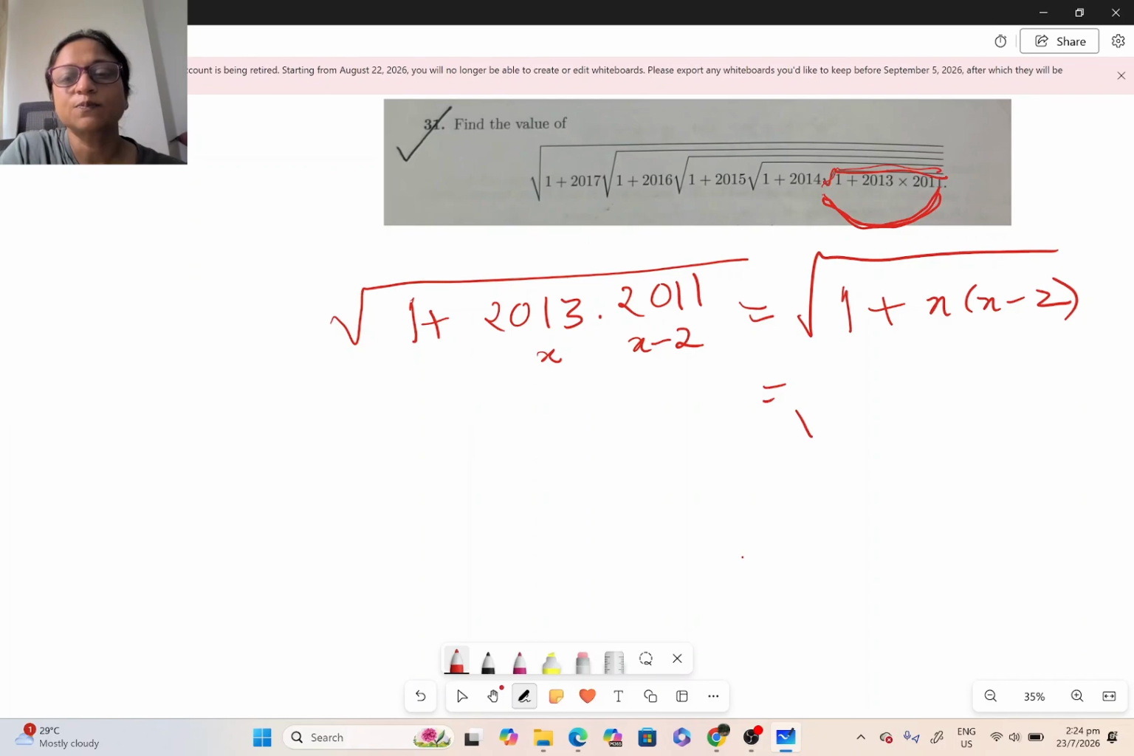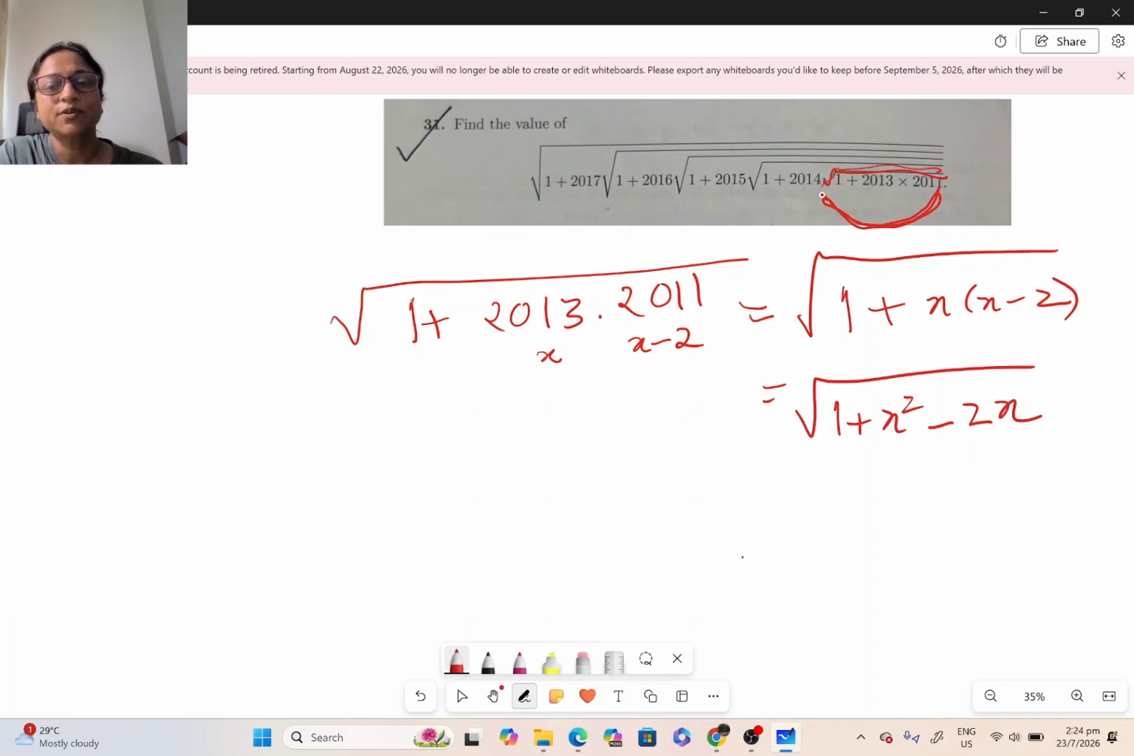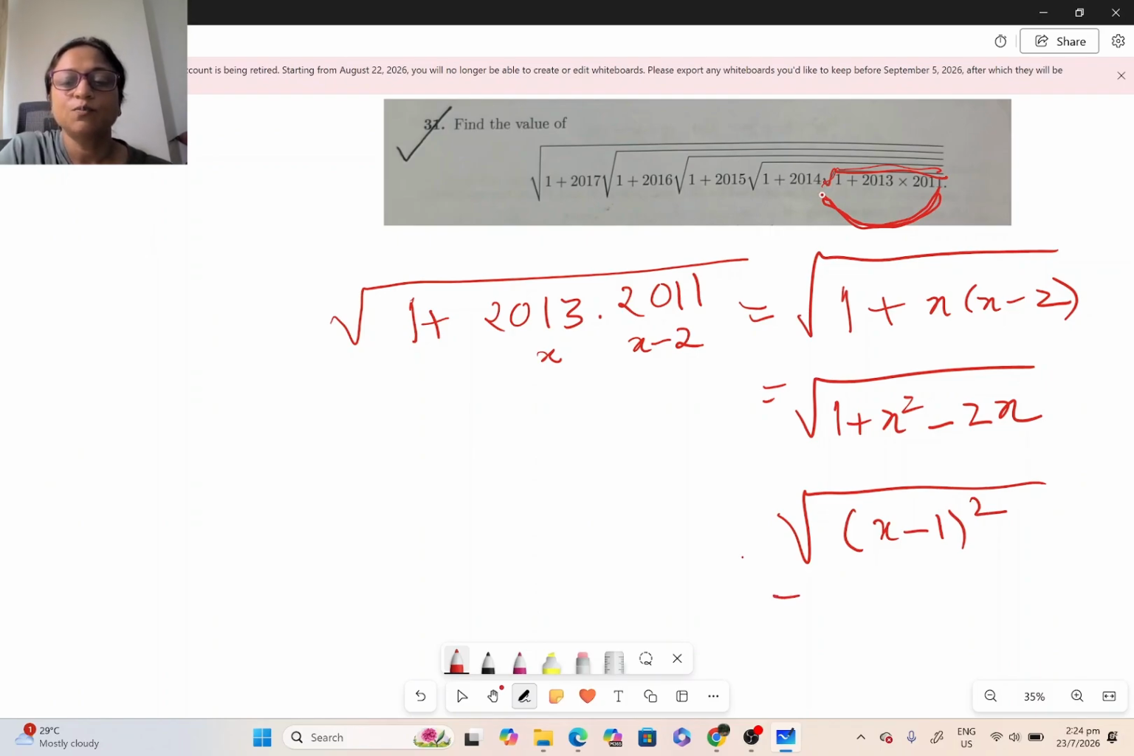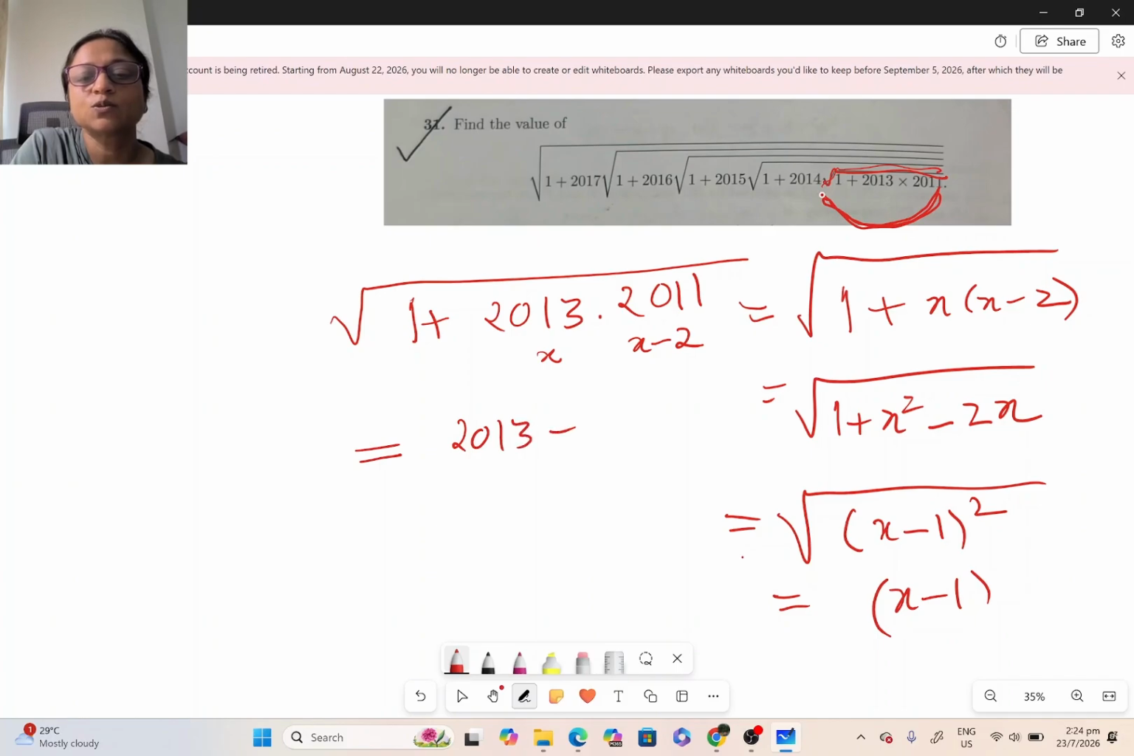Now if you expand it, it becomes 1 plus x square minus 2x, right? And this is x square plus 1 square minus 2x, a square plus b square minus 2ab. So this is actually a perfect square now. Perfect square of what? x minus 1 whole square. And if you remove the root, it'll become just x minus 1, right? So this is 2013 minus 1, which is 2012. So this is nothing but 2012 and the root is removed.